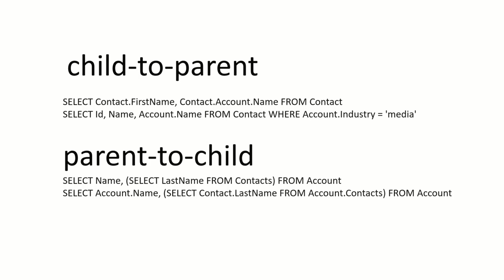In the same way, if we are going from account to contact, that is parent to child, then we have to use a subquery, that is select name, (select last name from contacts) from account. It will be the plural form of the standard object API name. So it will get the name of the account and the last name of the contact. Then we have select account.name, (select contact.last name from account.contacts) from account. So it will get all the account names and contact last names, and return that set of records. So that's all for this video.